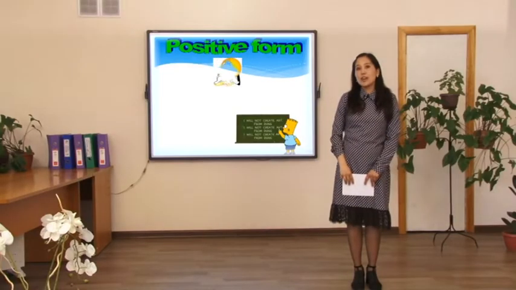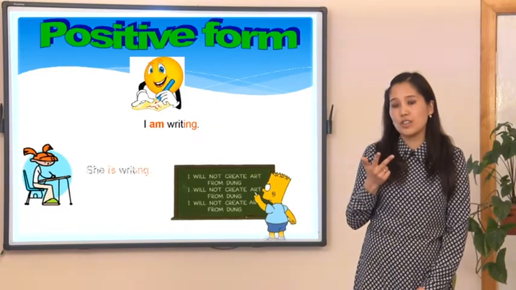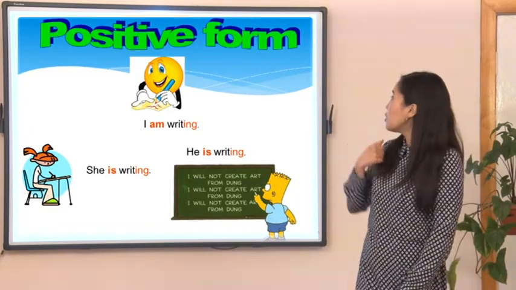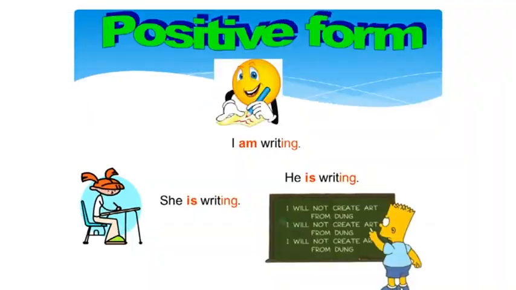Okay guys, we have three forms. They are positive, negative and question. Okay, first we will start to learn about the positive form. How do we make the positive form? At the end of this sentence we have a dot. That's why we call it positive form.